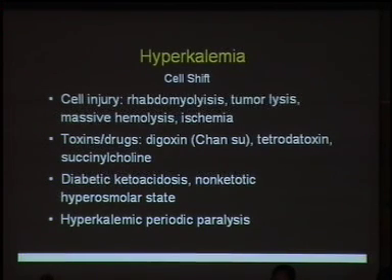Hyperkalemia, cell shift, the most important. When you have muscle lysis, rhabdomyolysis, tumor lysis, hemolysis, then you would pour a huge amount of potassium out because it's in the cell, comes out, then you cause hyperkalemia. Drug intoxication, diabetic ketoacidosis, already mentioned, and hypokalemic periodic paralysis because of cell shift.